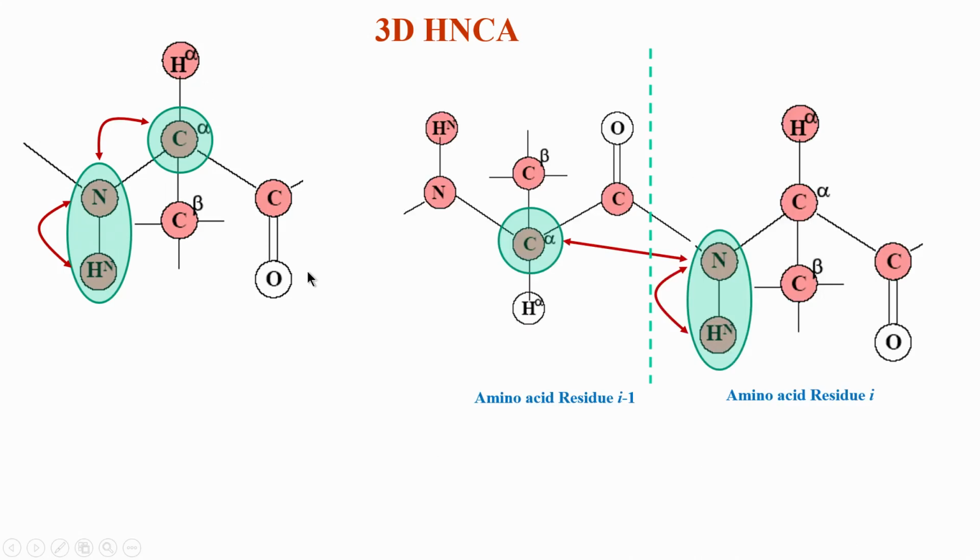But there is another additional feature in this experiment: you can't simply do it to its own amino acid, which is residue I. The nitrogen also gets transferred to the neighboring amino acid, which is I minus 1. So, in an HNCA experiment you transfer the magnetization from amide proton to nitrogen to C alpha, which is this side shown here, and also to this side, which is shown here. So, these two actually happen together. So, you can also add here this arrow.